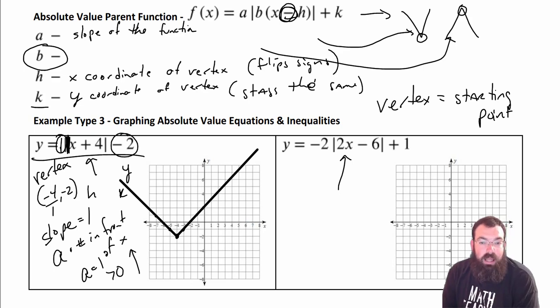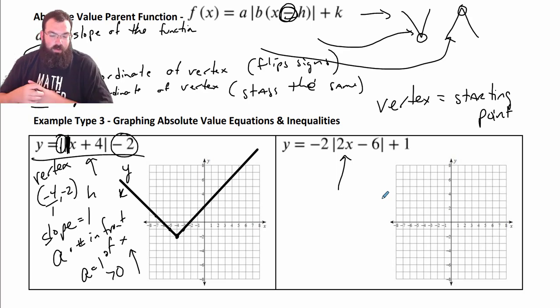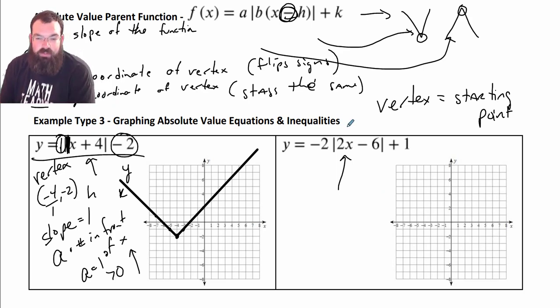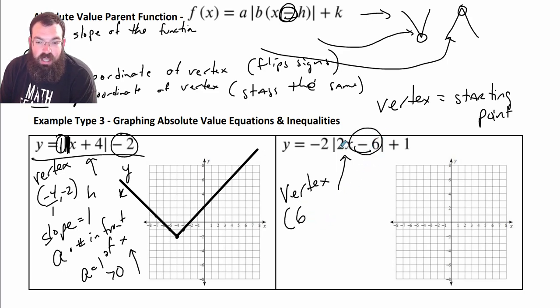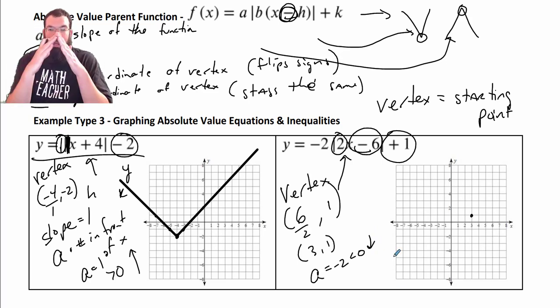All right? I am going to do this one over here, and then we'll get into some inequalities and some other, little harder stuff. So let's work on this one. Okay, I need the vertex. Remember, the vertex is this number flipped, so it's 6, divided by this number, comma, this number. So the vertex is 3, comma, 1. So let's graph it, 3, comma, 1. A is negative 2, which is less than 0, so my V goes down. It's now an upside down V.